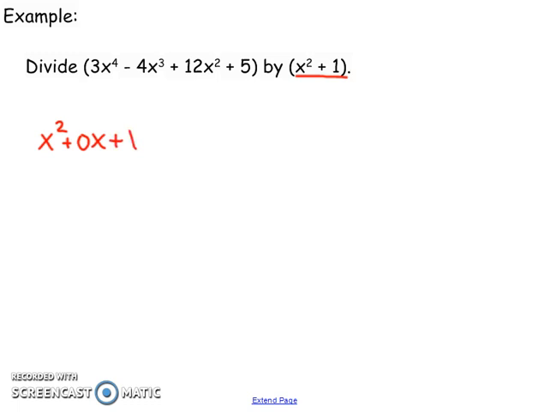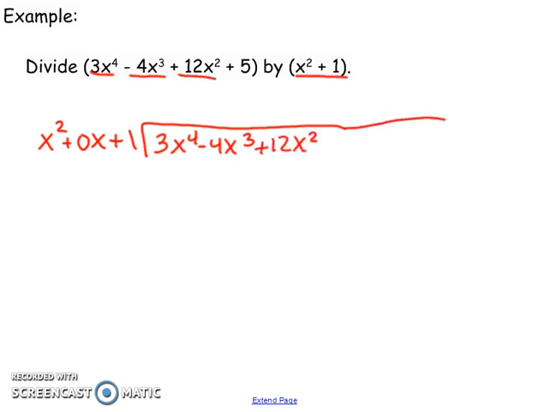If we look at what is going inside of our division bar, we have 3x to the fourth, then a negative 4x cubed, then a 12x squared. Then we're missing the x term. It jumps right to 5. So we have to put in a 0x here, and then plus 5.